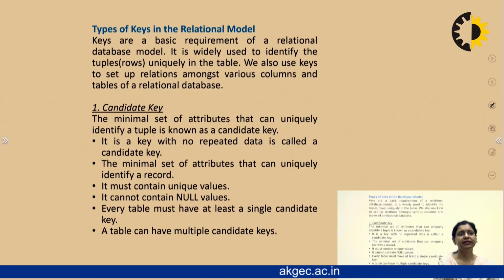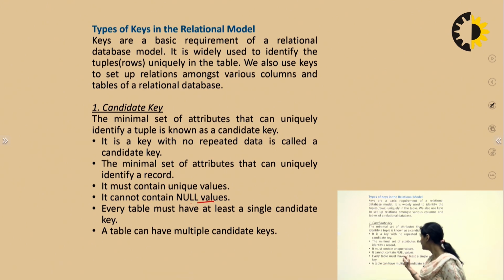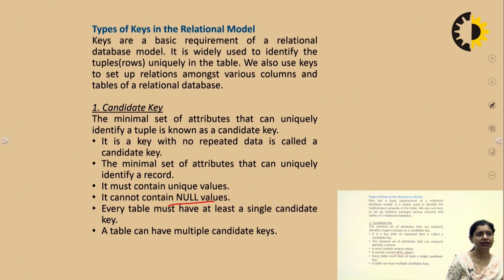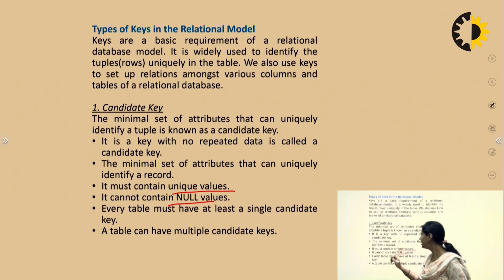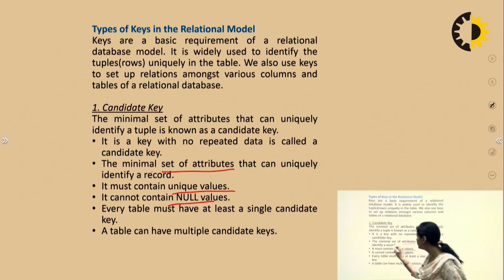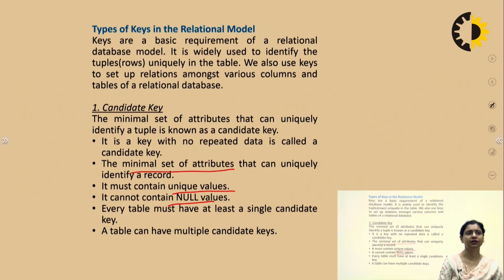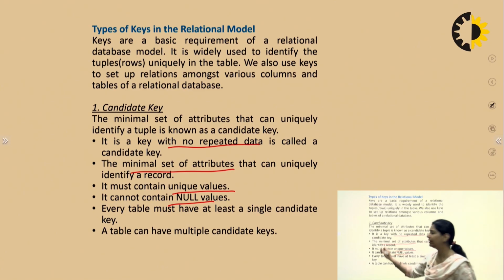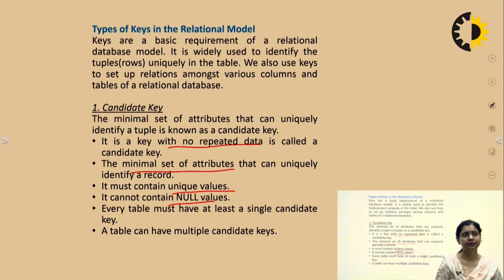The candidate key is a minimal set of attributes that can uniquely identify a tuple. It has certain conditions. The first one is that it cannot contain a null value, it must contain a unique value, and it is the minimal set of attributes which identify a record. Also, it is a key with no repeated data.